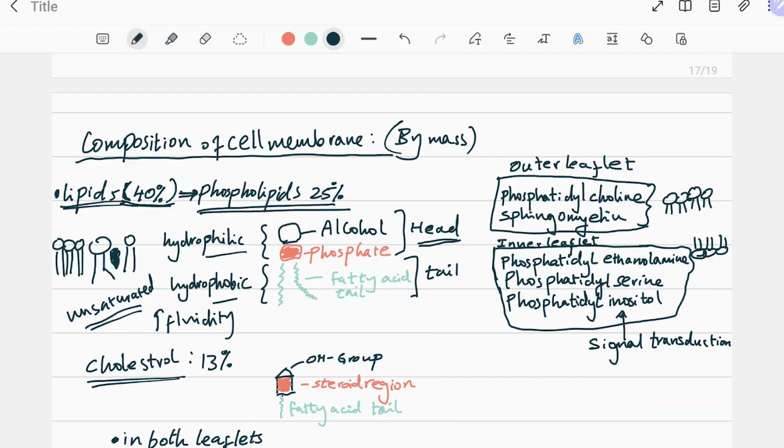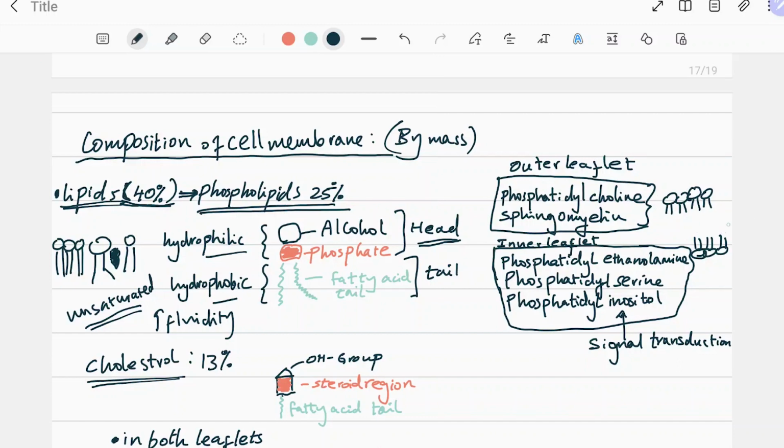And cholesterol doesn't allow too much fluidity to form at high temperatures, and it doesn't allow too much rigidity, or gel state, to happen at low temperatures. So if you look at the main phospholipids, they are different depending on whether they are on the outer leaflet or the inner leaflet. The outer leaflet has phosphatidylcholine and sphingomyelin, and the inner leaflet has phosphatidylethanolamine, phosphatidylserine, and phosphatidylinositol. This is how these phospholipids are distributed.